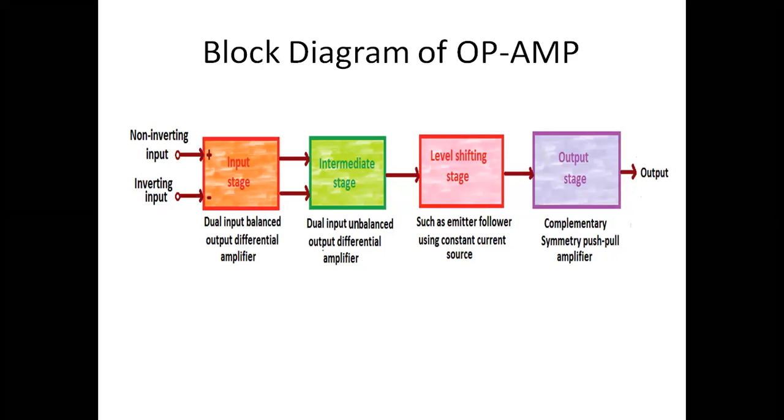When we are giving the non-inverting and inverting terminal, at that time we are giving that input to the input stage, where we are taking the dual input balanced output differential amplifier. After that, we are giving its output to the intermediate stage, where we will get dual input unbalanced output differential amplifier. This output we are giving to the level shifting stage.